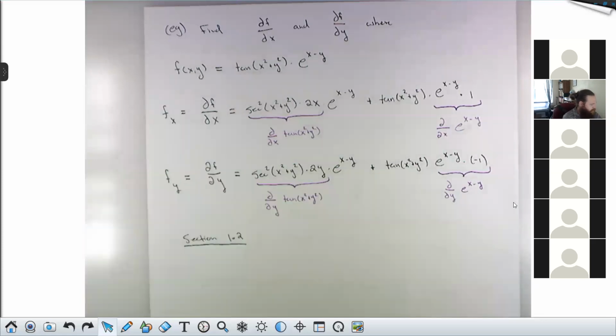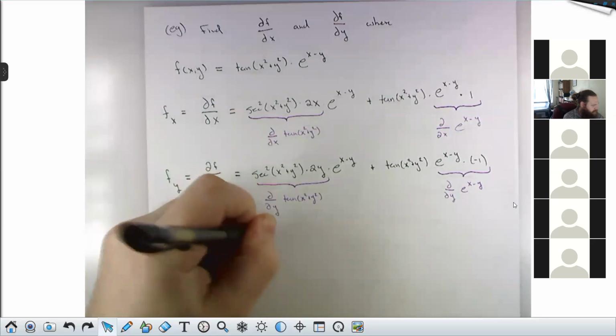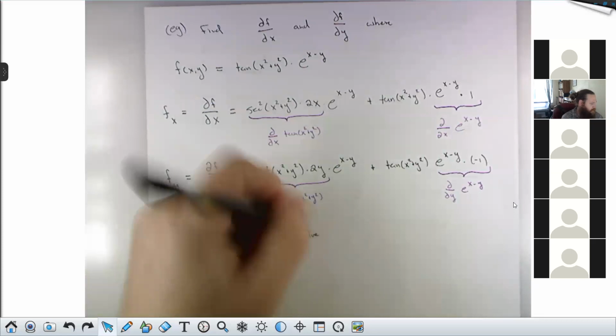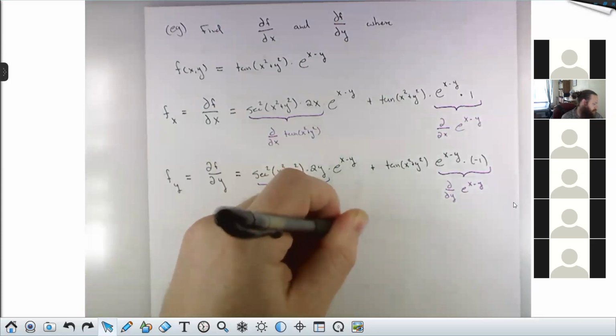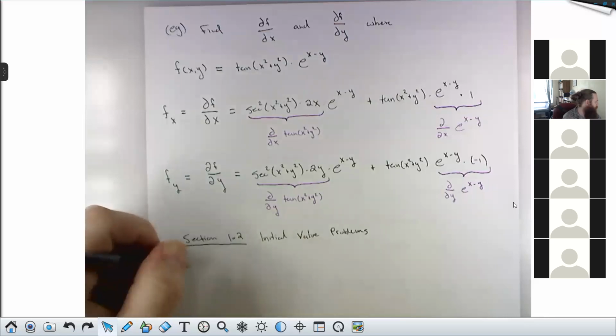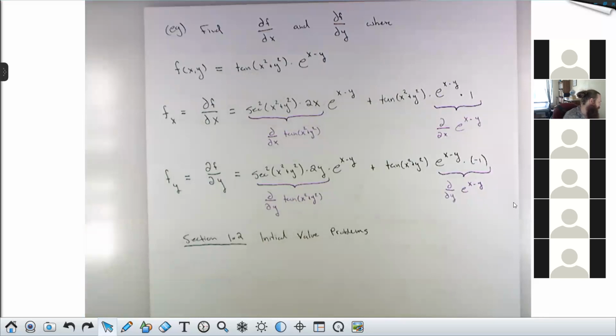So we're beginning now section 1.2, which is on initial value problems. We're going to be focused on first order IVPs, but there are some other IVPs that are meaningful as well. I don't believe your book stresses about those. I don't know, they talk about second order IVPs a little bit. All right.